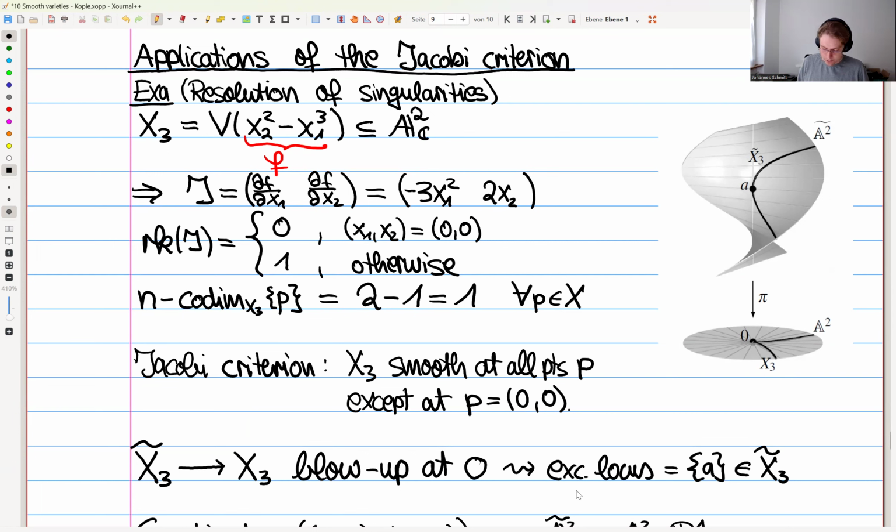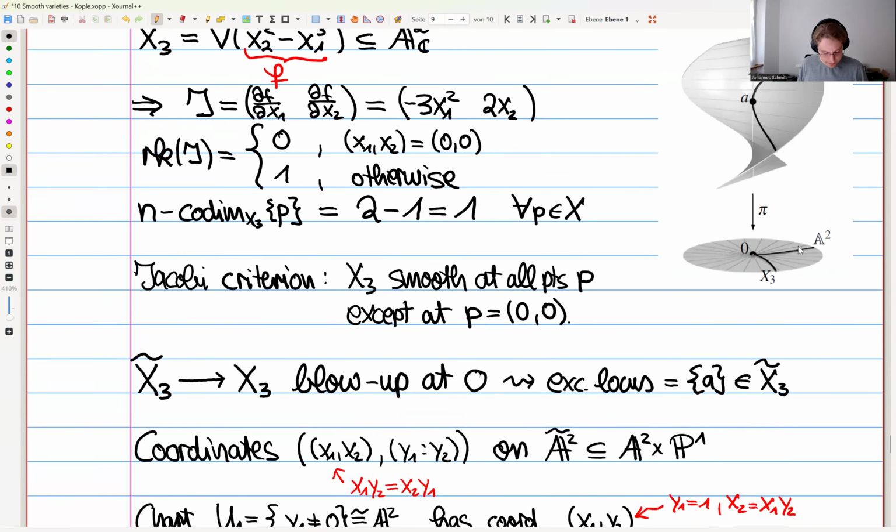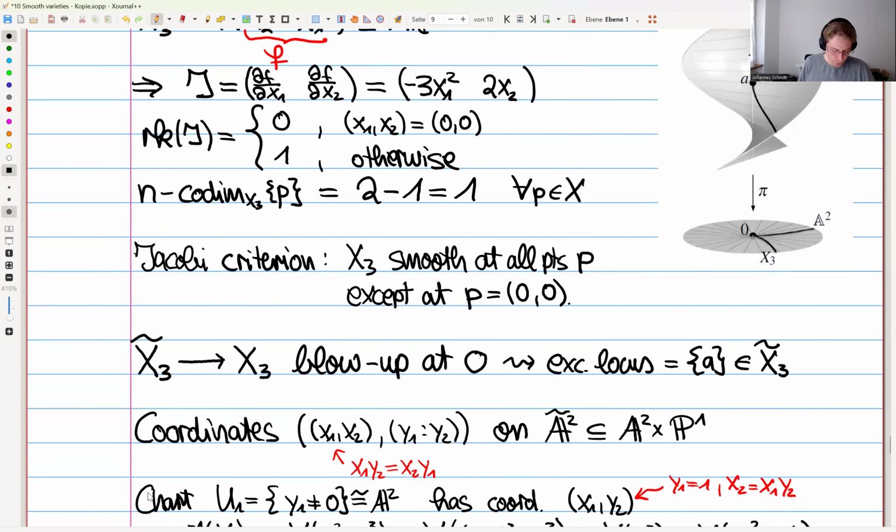The claim that we have here, at least from the picture, is that the exceptional locus of this blowup is exactly a single point inside X3 tilde. So let's try to check that. We know that the coordinates on A2 tilde, the blowup, which sits inside A2 times P1, are the two original coordinates from A2, and then the projective coordinates y1, y2, and the equation they satisfy is x1 y2 equals x2 y1.